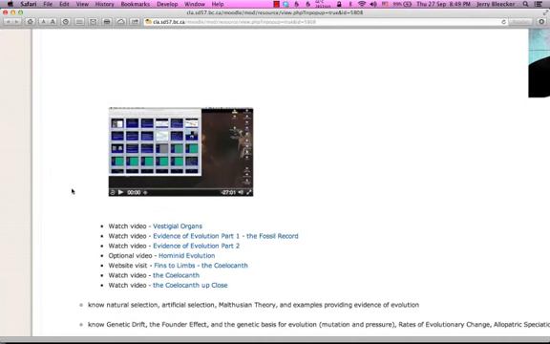And we've got some great stuff for evidence of evolution, vestigial organs, the evolution of hominids. I think I've already shown the coelacanth, the mud skipper, just little tidbits about natural selection.